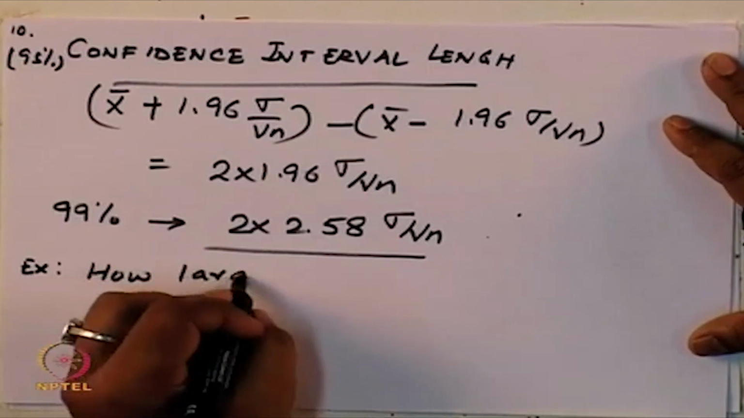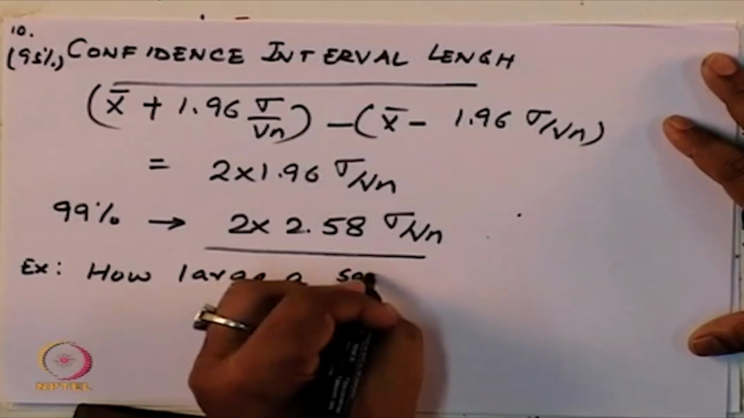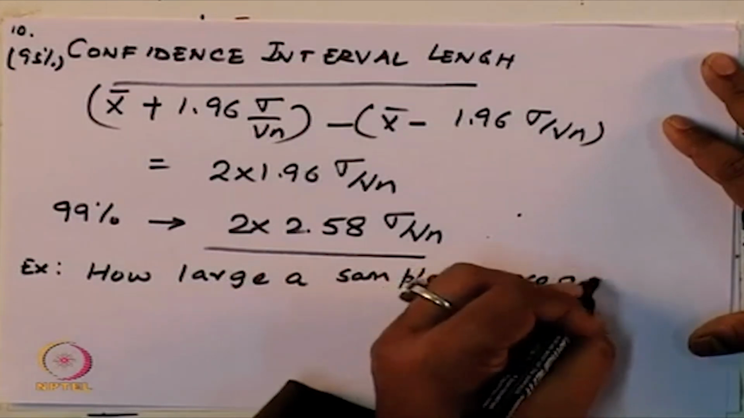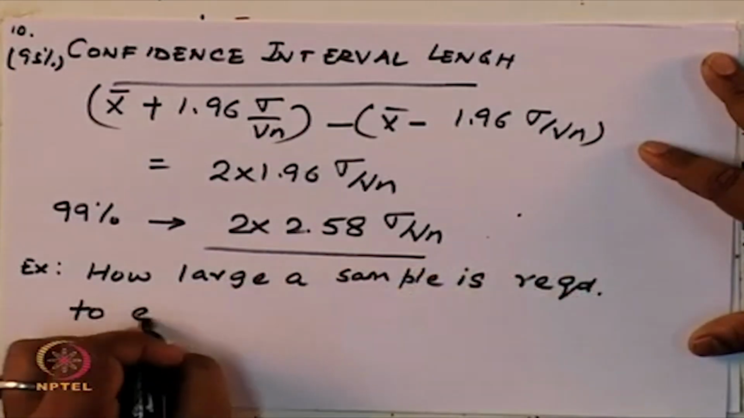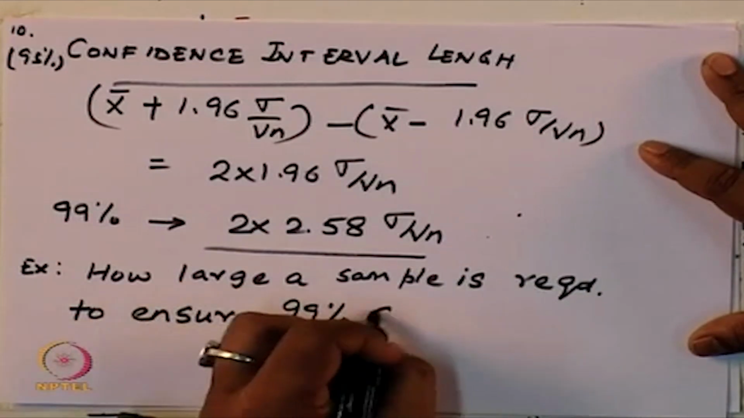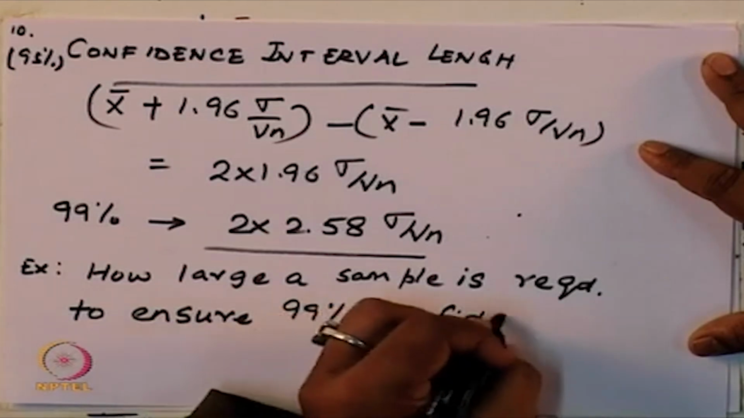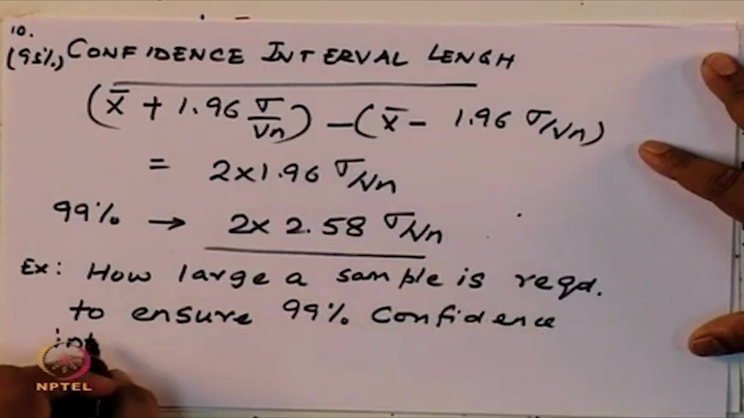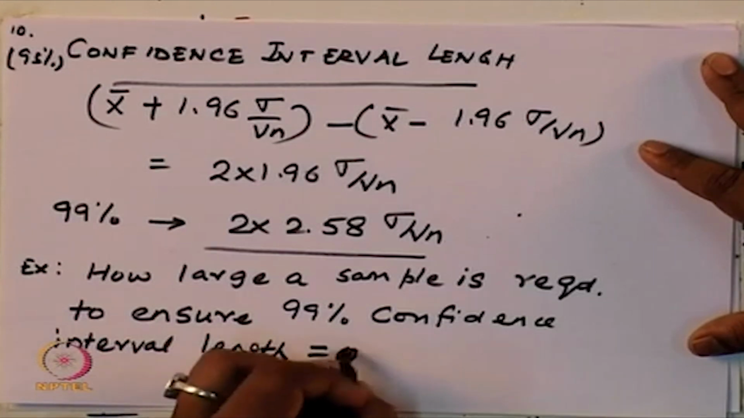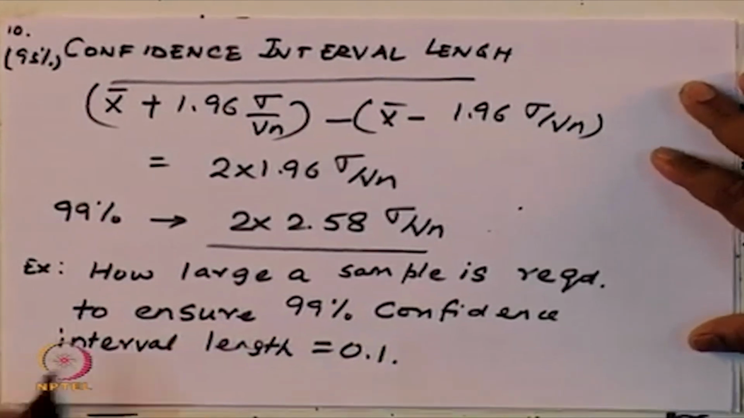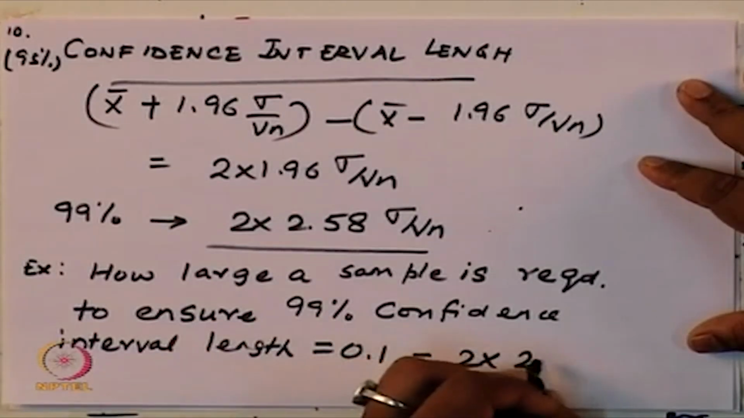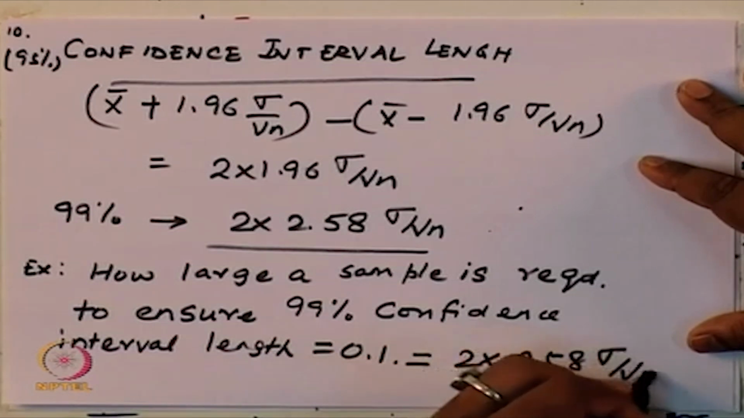How large a sample is required to ensure a 99% confidence interval length equal to 0.1? Okay. So, what we have to do is set 0.1 equal to 2 into 2.58 into sigma by root n.